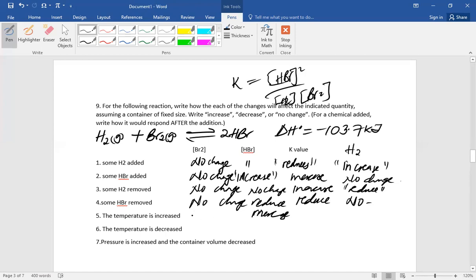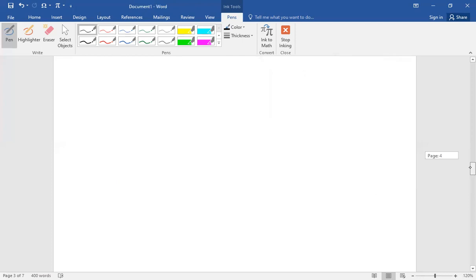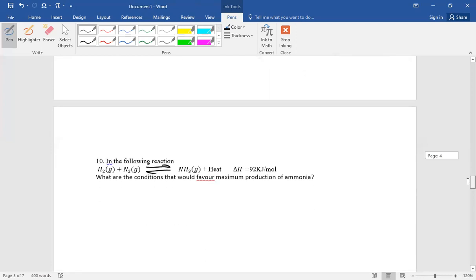So this will increase, and the H2 will reduce, and the K value is going to increase. And if the temperature is decreased, this will reduce and this will increase. So that's how it goes. Oh, we have to do question 10.